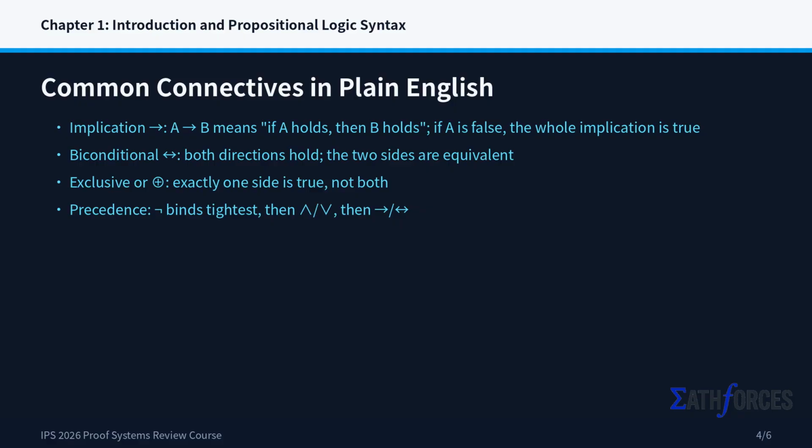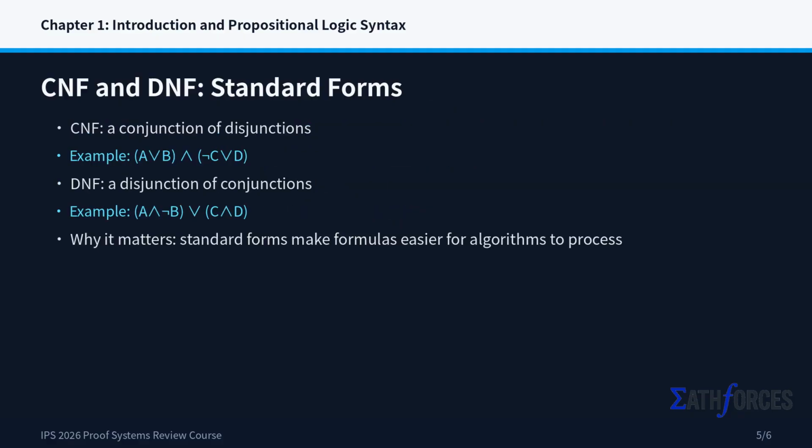Finally, remember precedence: negation binds the tightest, then and, or, and implication and biconditional bind more loosely. Parentheses are your friend. Formulas can be written in many different shapes, which is inconvenient for algorithms, so we standardize them. CNF, conjunctive normal form, is an AND of ORs.